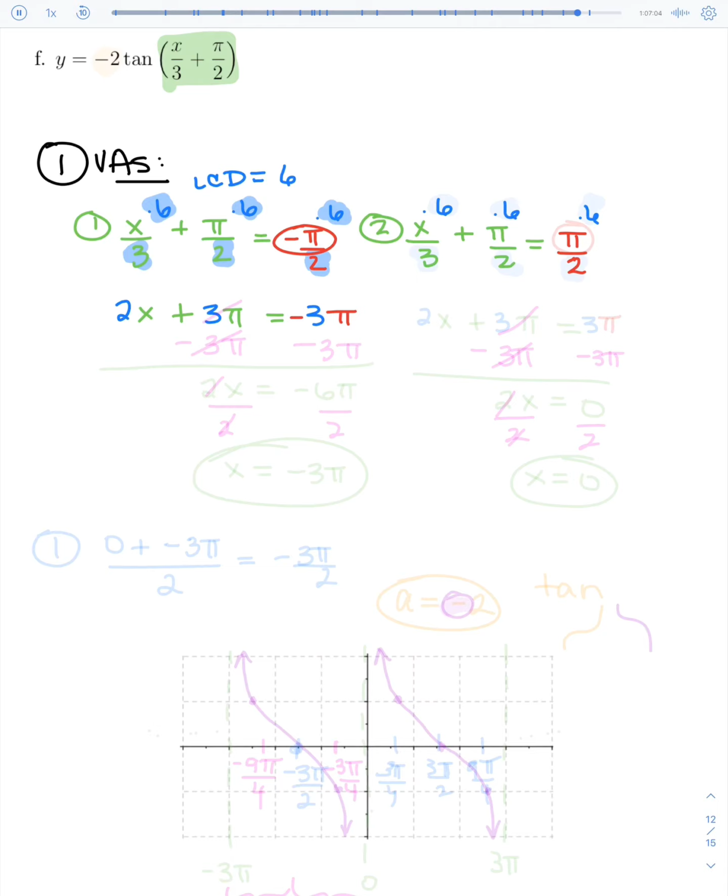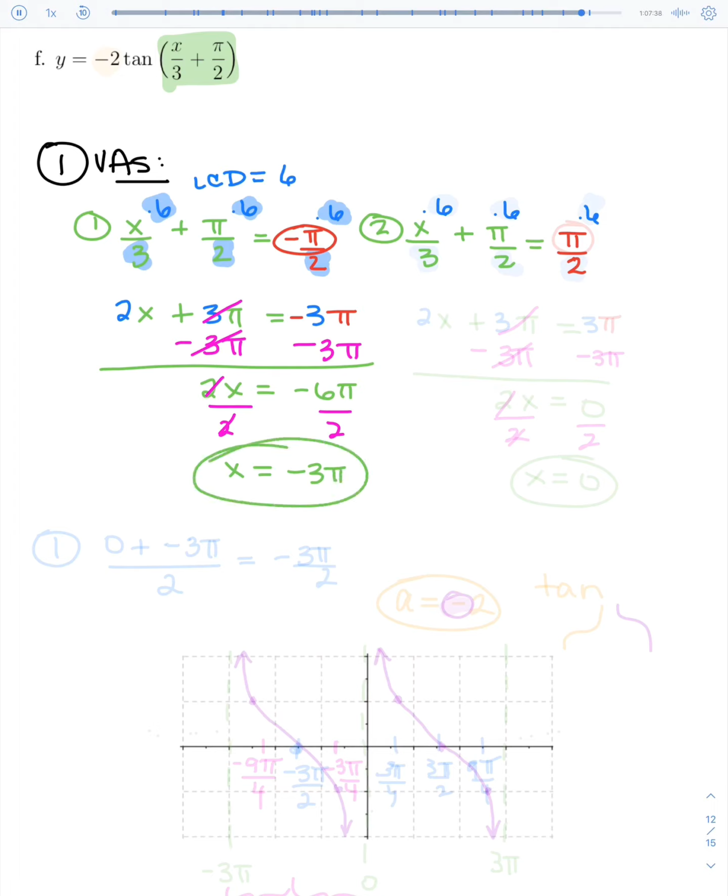It's just our fractions are now gone, which is really nice. So I'll subtract 3 pi from both sides. And let's see what that gets me. That leaves me with a 2x and a negative 6 pi on the right, because negative 3 pi and negative 3 pi is negative 6 pi. Last step would be to divide both sides by 2, which would give me that x equals a negative 3 pi. That's my first asymptote.